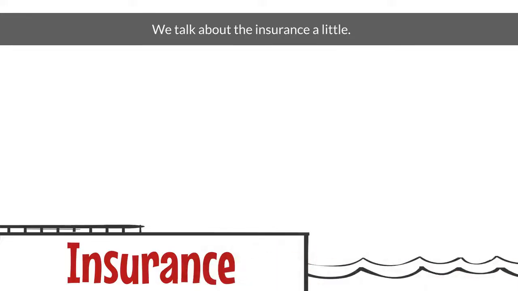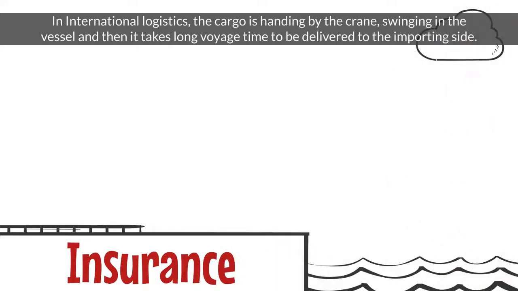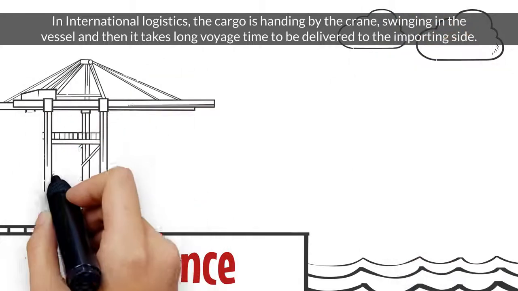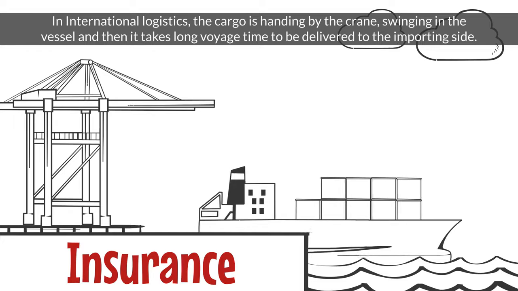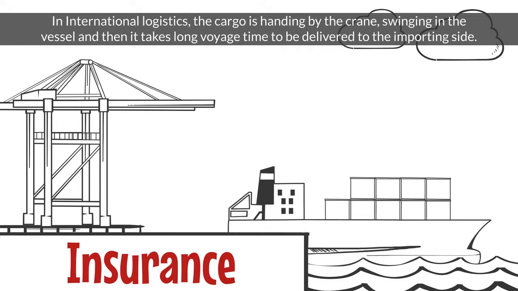We talk about the insurance a little. In international logistics, the cargo is handled by the crane, swinging in the vessel, and then it takes a long voyage time to be delivered to the importing side.